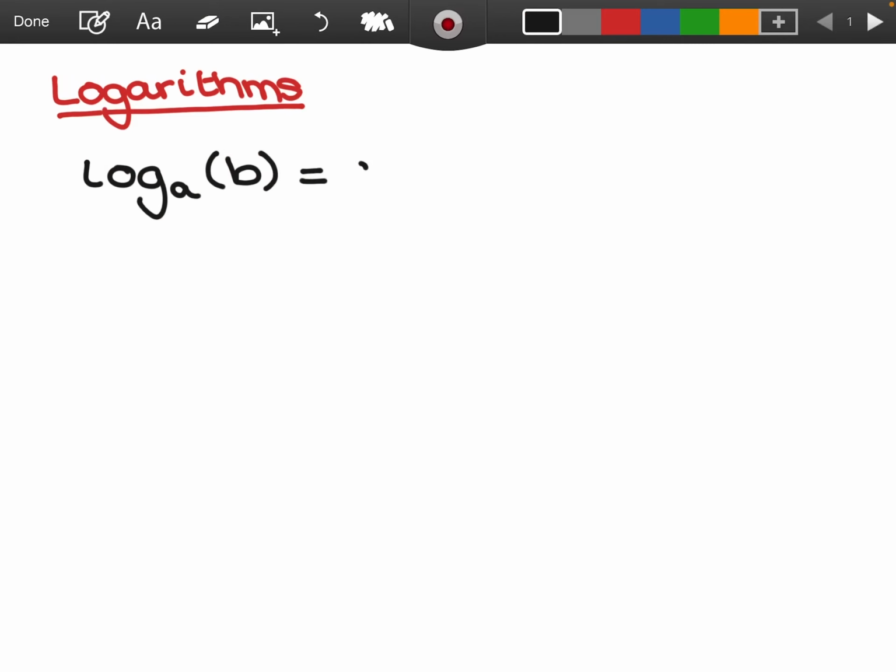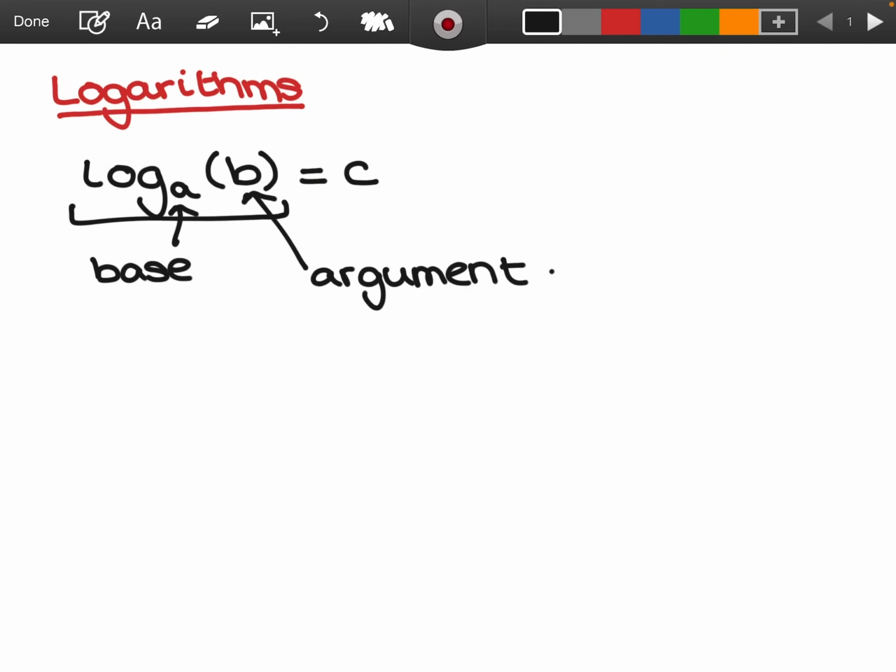Well, the way that we write logarithms is like this. Log A B is equal to C. This is the main part that I want to look at right now. Log A of B. A is called the base. B is called the argument of the logarithm.